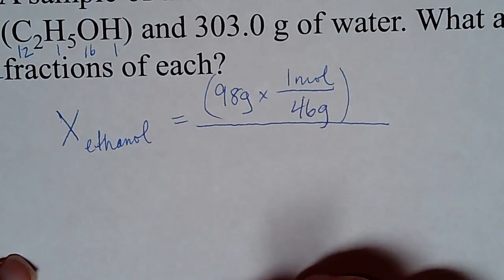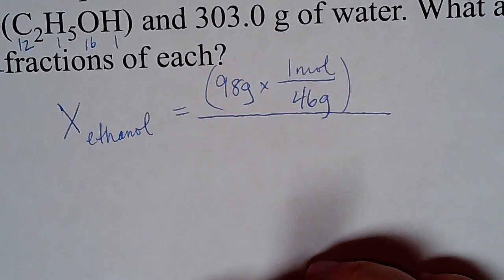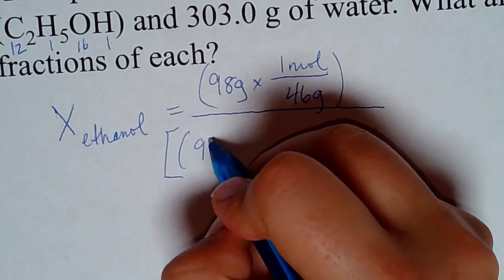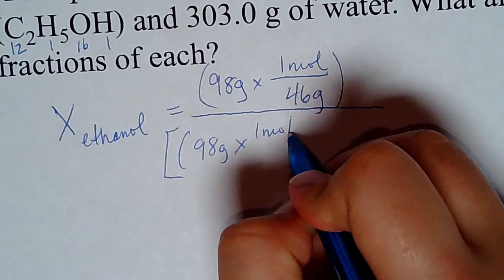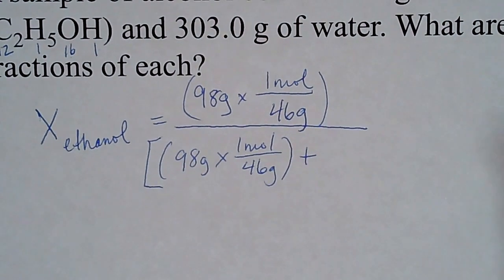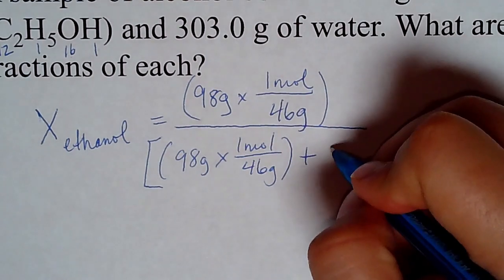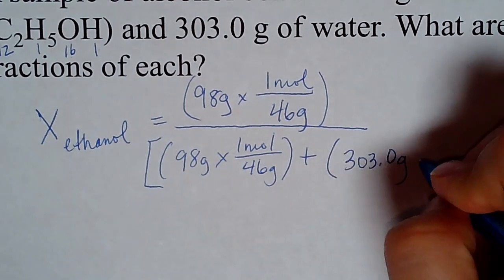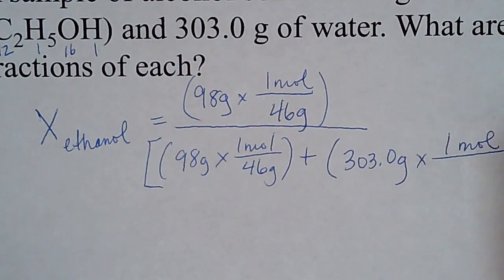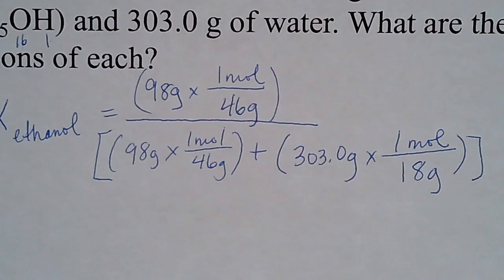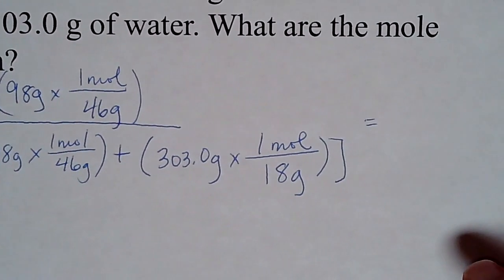And then we need to look at what goes on the bottom. So for the bottom, we need to add all of our moles together. So we need our moles of ethanol, so same thing that we have on the top, plus we need our moles of water. So we have 303 grams, so we're going to do the same thing we did with the ethanol. We're going to turn our grams into moles. Molar mass of water is 18 grams. Alright, so this will give us our mole fraction. So we're going to simplify all of this.